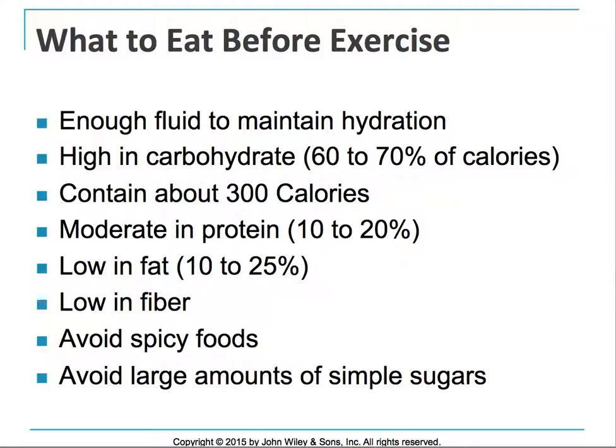What to eat before exercise: make sure to consume enough fluid to maintain hydration throughout the duration of the exercise. High in carbohydrate, 60 to 70% of your total calories from carbohydrates. Eating a meal that contains about 300 calories, moderate in protein and low in fat, also low in fiber. Avoid spicy foods, as that could lead to GI upset during activity, and avoid large amounts of simple sugars.